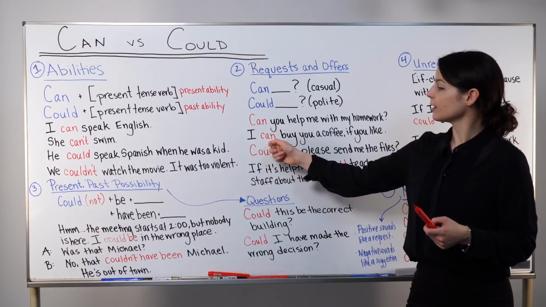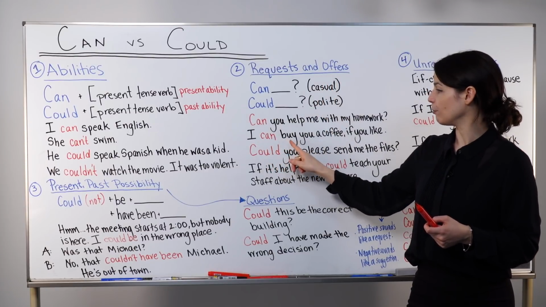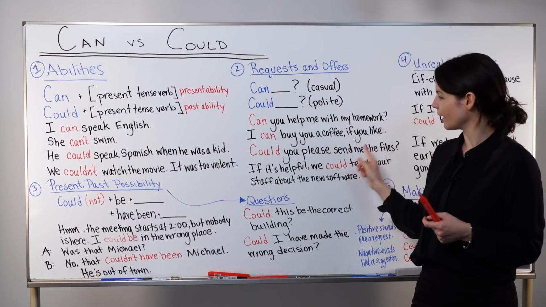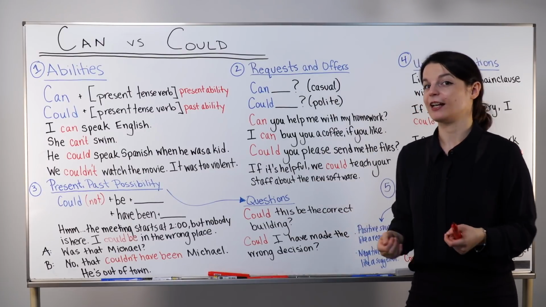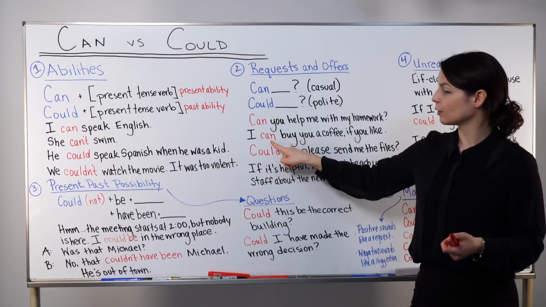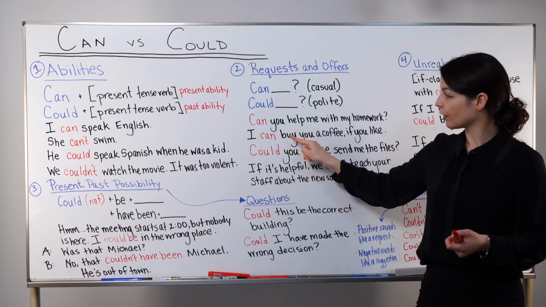Now let's look at using can to make an offer. I can buy you a coffee if you like. So if you like is like if you want one, if it's okay, do you want one? If you like, a nice offer expression. I can buy you a coffee. So here in the offer pattern, can comes before the verb.